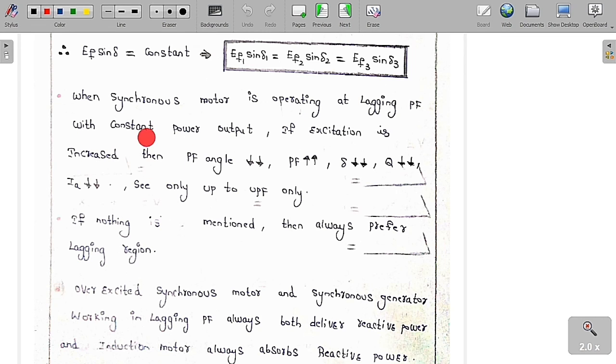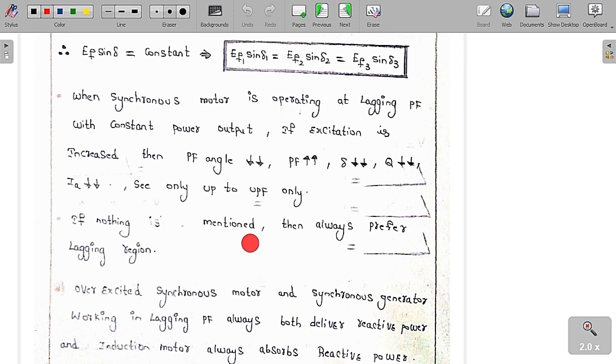So we can say that whenever the synchronous motor is operating at the lagging power factor with constant power output, if the excitation is increased, then the power factor angle decreases. The power factor angle means theta. So the power factor increases, the delta decreases, the Q decreases and the I_a decreases. So you have to see only up to the unity power factor.